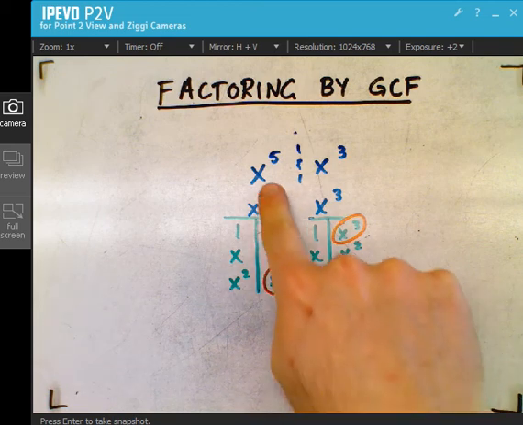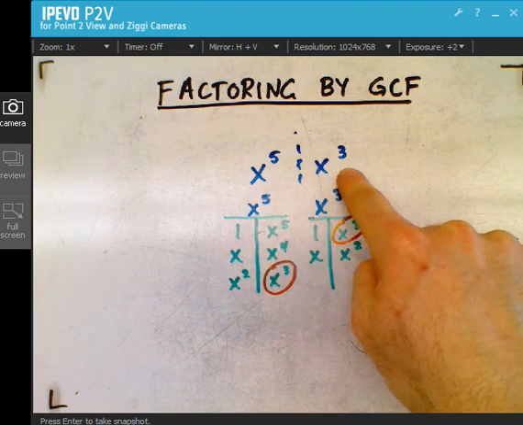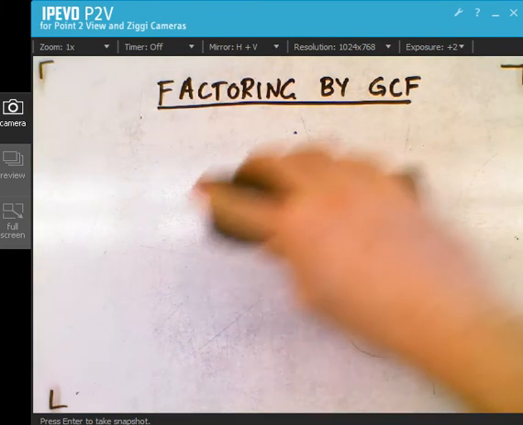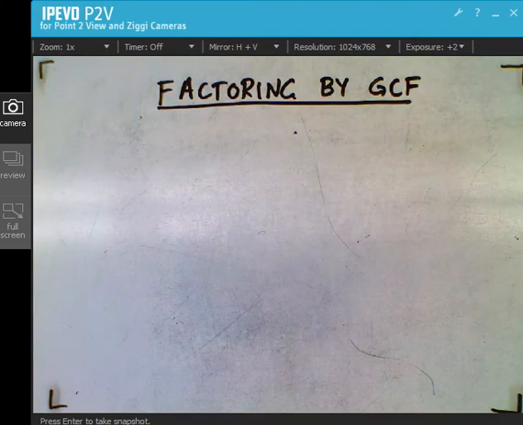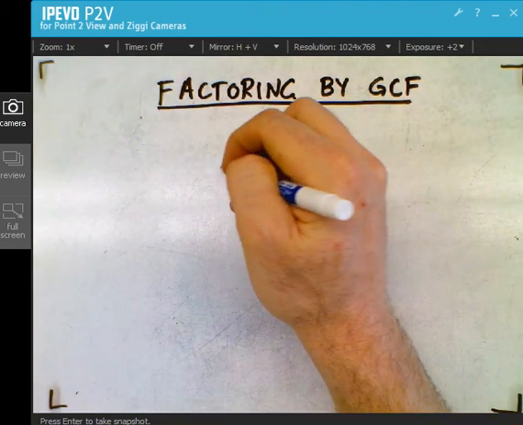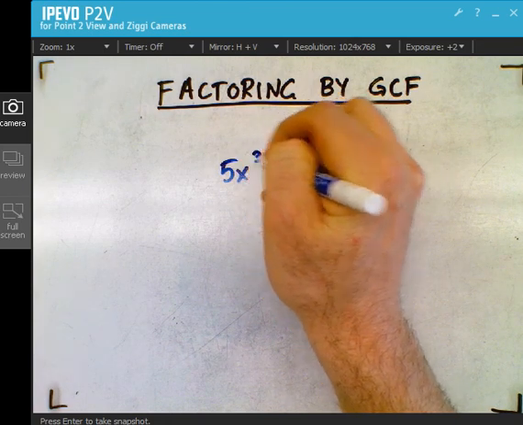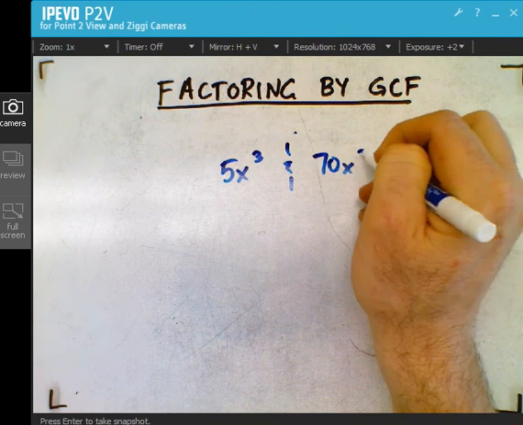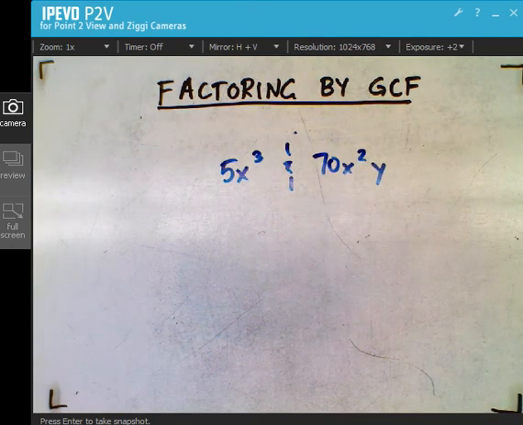So the greatest common factor between x to the fifth and x to the third is actually x to the third. Now let's apply that. Let's do one more example. Let's go straight to a set of polynomials. Let's say that I gave you 5x to the third and 70x squared y. And I want you to find the greatest common factor between these two monomials.